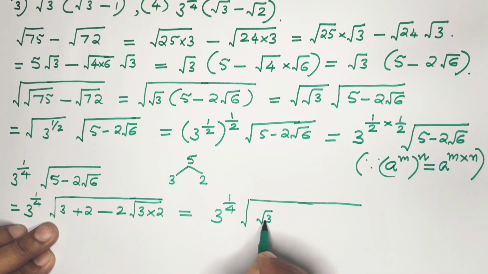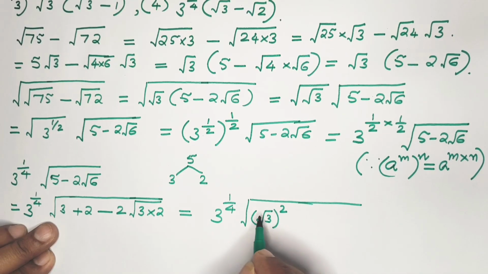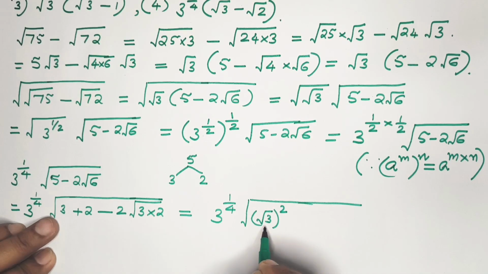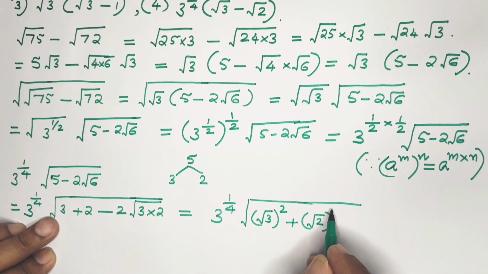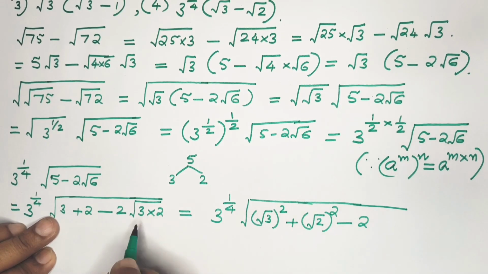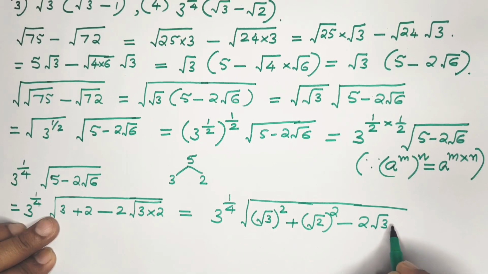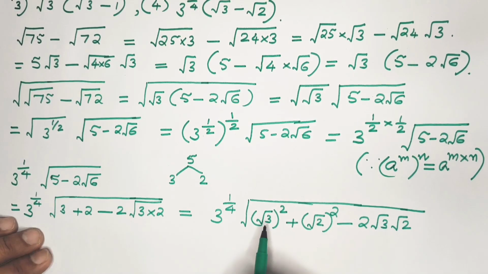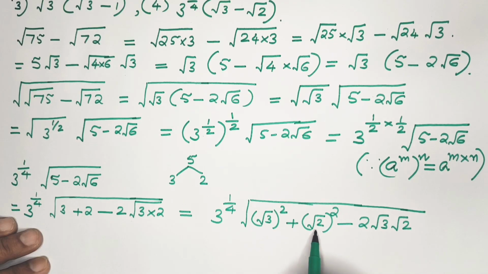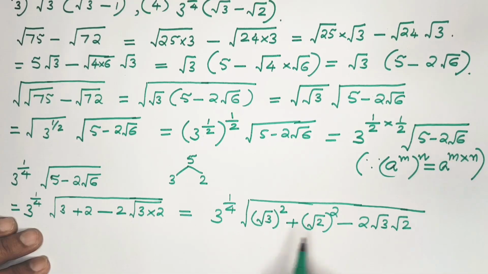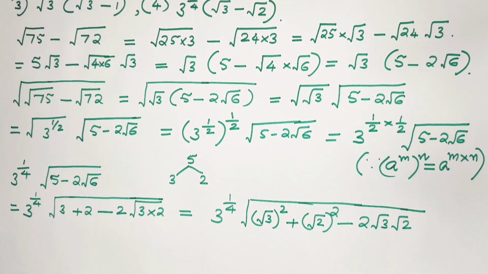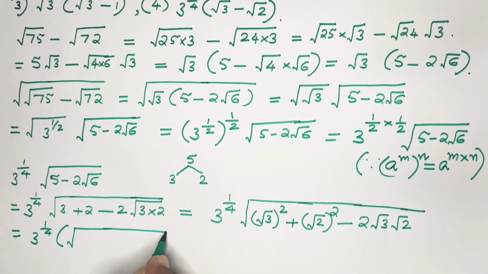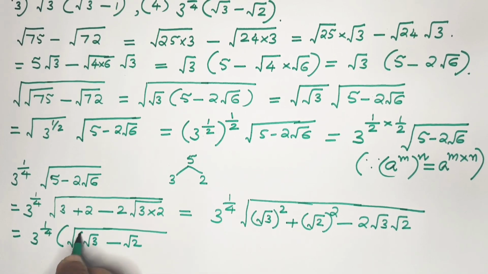So 3, let me write as root 3 squared. As you know, square and square root are inverse operations and you will get back to 3. In the same way, 2 I will write like this. Then you have 2, let me distribute the root sign. So you have root 3, root 2. Okay, now you look at this: a squared where a is root 3, b squared where b is root 2, and minus 2ab. So this is in the form a squared plus b squared minus 2ab, which is nothing but a minus b the whole square. So you will get this converted into the square root of root 3 minus root 2 the whole square.